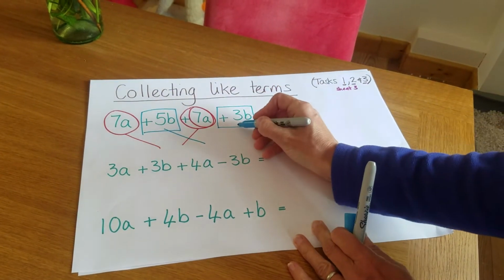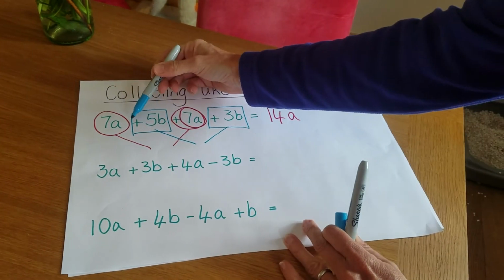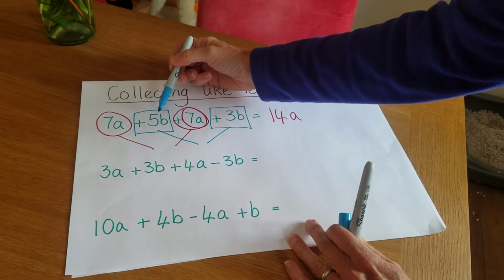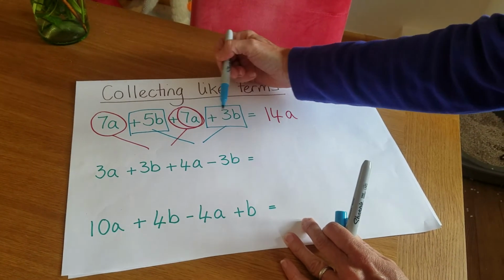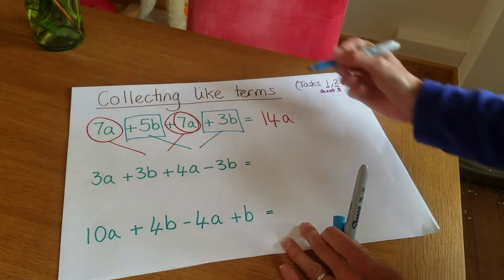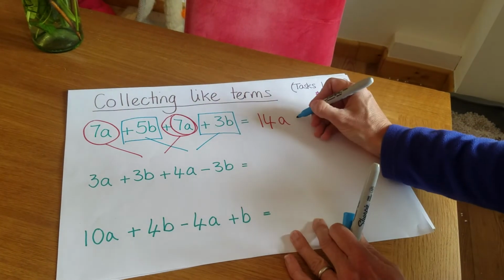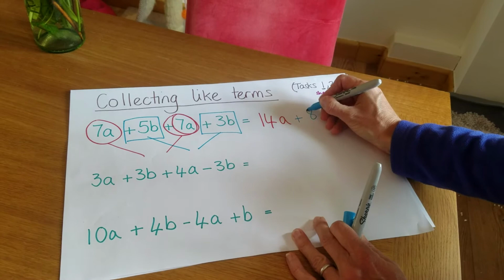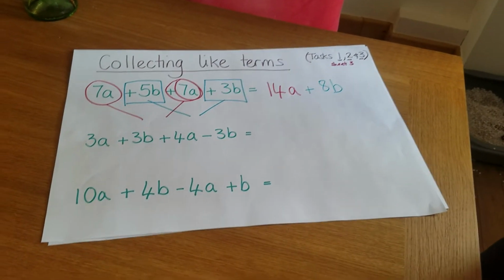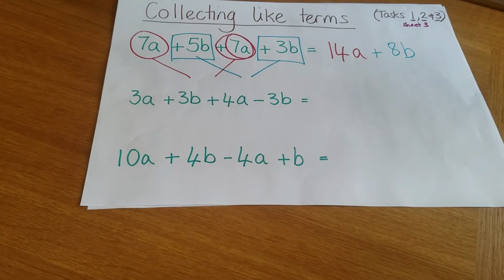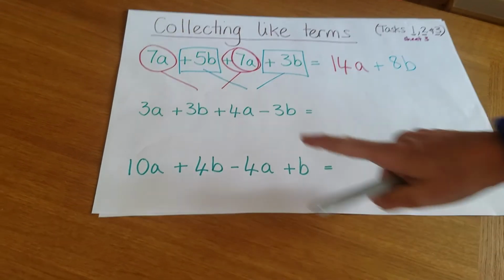Let me deal with both of these. So I've got plus 5B, that's the same as 5B, add plus 3B. So 5B add 3B is going to be 8B, and it's all positive, so plus 8B. So for the first question, that is going to be the answer. Now, let's take a look at the second one.